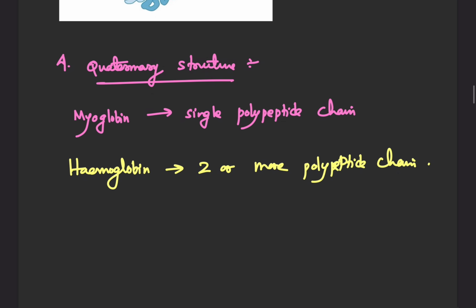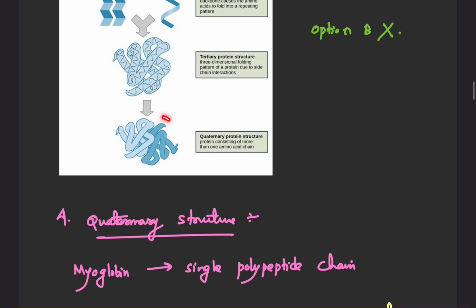Okay, so the quaternary structure refers to the spatial arrangement of these polypeptide chains with respect to each other in a protein molecule. So for example, you can say this is the quaternary structure. This is one polypeptide chain and this is the other polypeptide chain. Okay, so quaternary structure tells us about the arrangement of these polypeptide chains in the molecule.